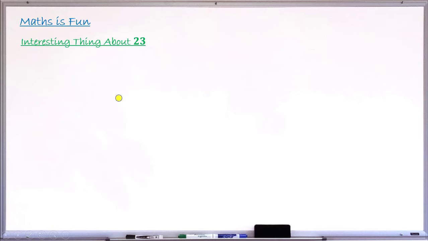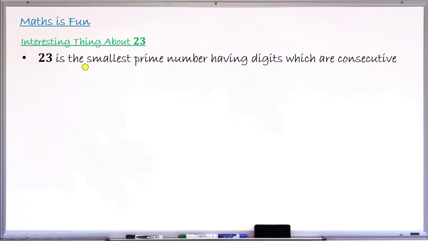So my dear student, this is the end of this very lesson. Let me just explain what is interesting about this number 23. 23 is a prime number. And among the prime numbers, it is the smallest that has digits that are consecutive. If you look at 23, it has digits 2 and 3, and 2 and 3 are consecutive, meaning after 2, the next integer in the sequence of integers is 3. So among the prime numbers, it is 23 that is the smallest that has digits which are consecutive.